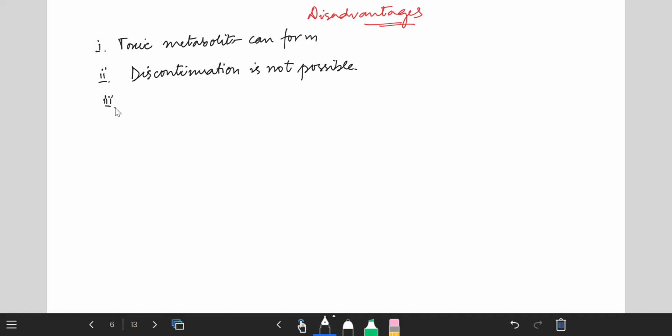And the third one is limited targetability, or it can target only specific sites. And the fourth one is obviously cytotoxicity. Okay, so these are the advantages and disadvantages.